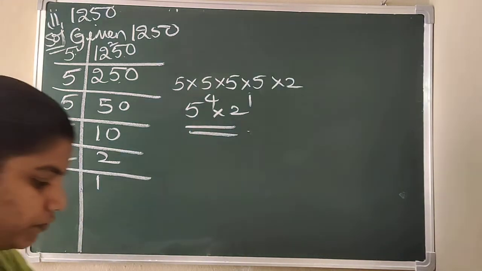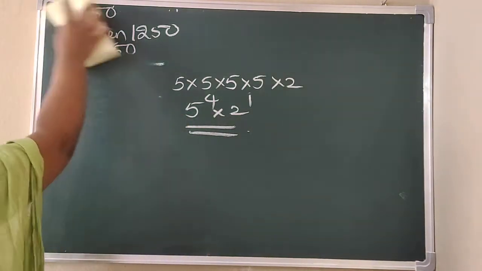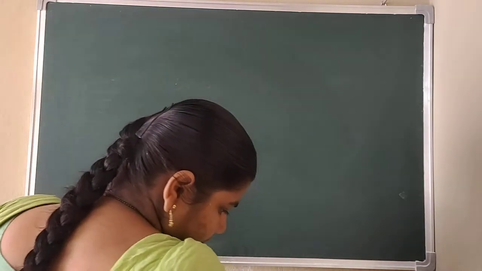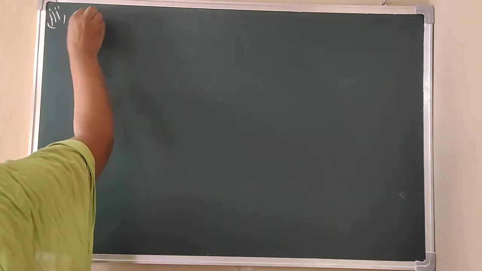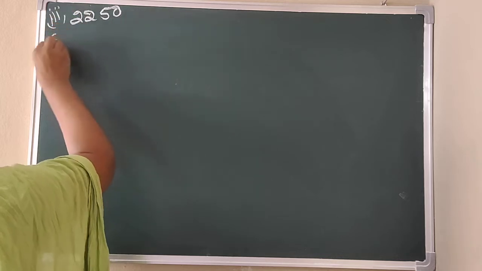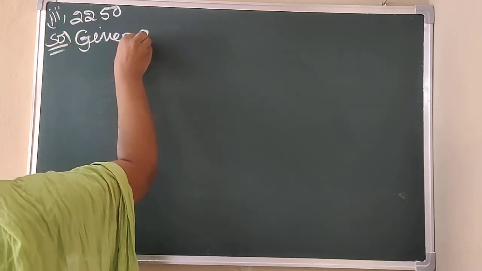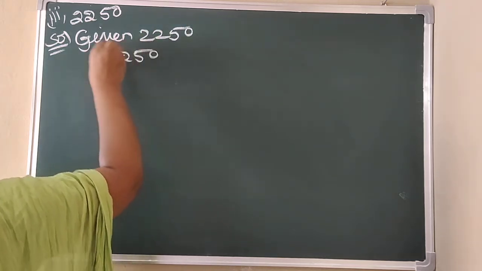So this is our second one. Next is third bit, 2,250. So for this we have to find. So given 2,250, for this we have to do prime factorization now.